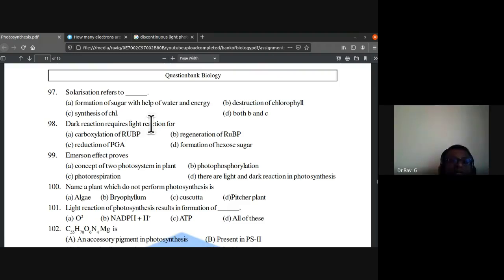Dark reaction requires light reaction for carboxylation of RuBP, regeneration of RuBP, reduction of PGA, or formation of exose sugar. So what does the dark reaction require light reaction for? So the 98th, the answer is C, reduction of phosphoglyceric acid. They require the products of the light reaction, ATP and NADPH. So the dark reaction requires light reaction for reduction of phosphoglyceric acid.